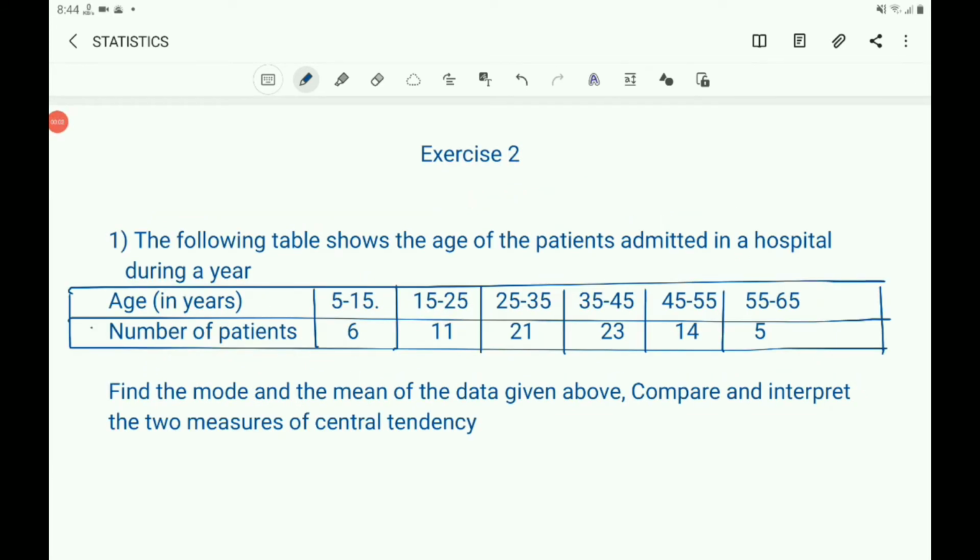Now the second exercise of the chapter. The first question is: the following table shows the age of the patients admitted in a hospital during a year. Age in years is given. The class intervals are 5 to 15, 15 to 25, 25 to 35, 35 to 45, 45 to 55, 55 to 65, and the number of patients are 6, 11, 21, 23, 14, and 5 respectively. Find the mode and the mean of the data given above. Compare and interpret the two measures of central tendency.